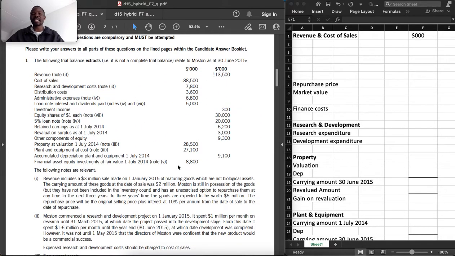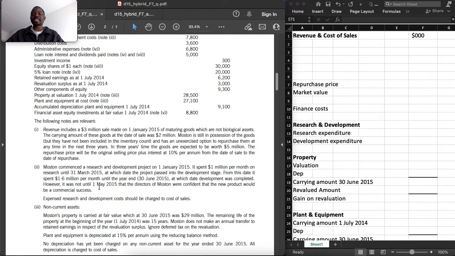Now, let's read the scenario. The approach that we are going to do today is we will first work out everything that is on the additional notes, then we answer the question. Then the scenario: revenue, cost of sales, research and development costs, distribution costs, admin expenses, loan note interest and dividend paid, investment income, equity shares, 5% loan note, retained earnings, revaluation surplus, other components of equity, property at valuation, plant and equipment, accumulated depreciation, financial asset, equity investment.